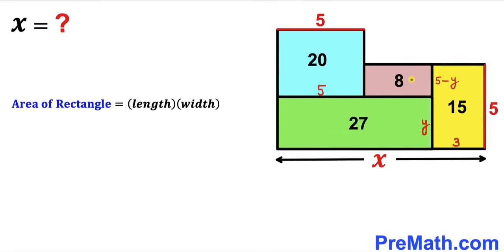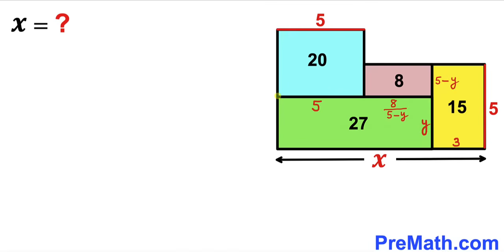So we can see that one of the side lengths of the pink rectangle turns out to be 5 minus y. Now let's recall the area of a rectangle formula once again: length times width. The area of the pink rectangle is 8, and one of its side lengths is 5 minus y. So the other side length of the pink rectangle turns out to be 8 divided by 5 minus y. If we multiply these two dimensions, we are going to get indeed 8.